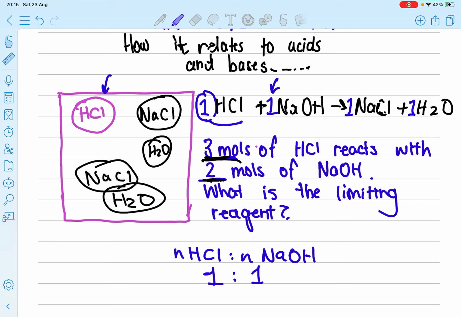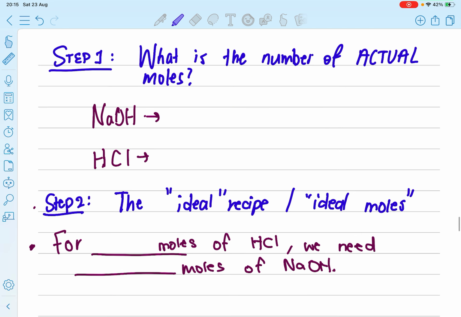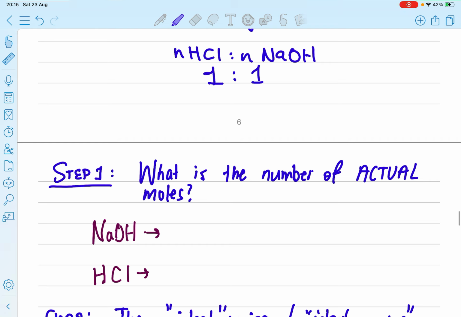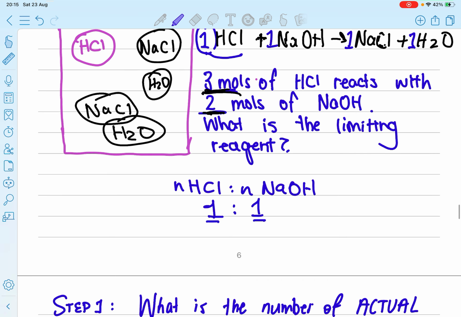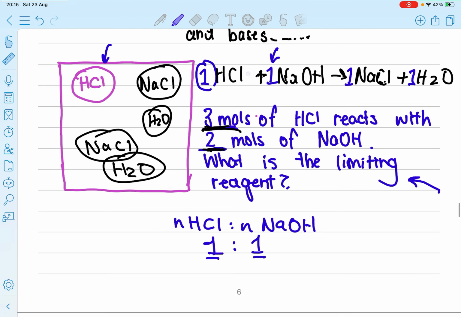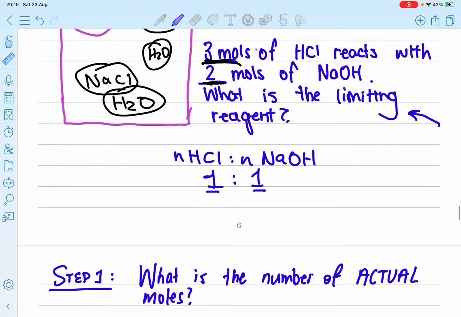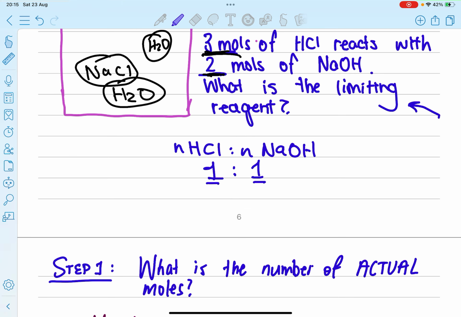But unfortunately, it's grade 12. You need to work it out. You need to show how you did it. So the steps that I take. Step 1 is you actually need to write down the number of actual moles. The reason why I want you guys to specifically do this step is because it can get really confusing. Some people confuse the mole ratio with the actual number of moles. The actual number of moles are given in the question. They are not here. This is not the actual number of moles. This is your recipe. It's telling you 1 spoon of HCl, 1 spoon of sodium hydroxide. What you actually get, where you actually get the number of moles, is in the question.